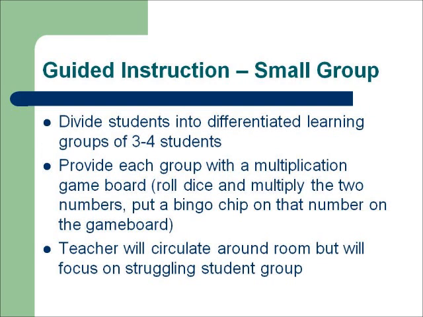A second small group guided instruction activity may consist of dividing students into differentiated learning groups of 3 to 4 students. The teacher would provide each group with a multiplication board. It would look similar to a bingo board. Students would be asked to roll 2 dice and multiply the 2 numbers together. If the product appears on the bingo board, they would place a chip on that number. The first student to get 4 chips in a row would be the winner.